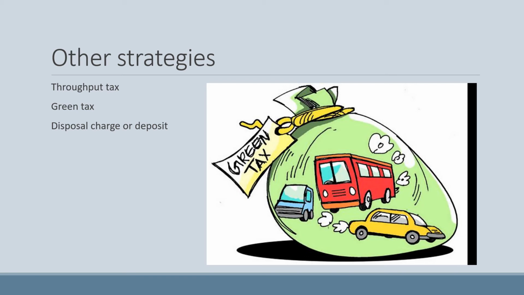The intended purpose is to offset the negative impact resulting from the use of non-green products and services. This is back to that idea of planting a tree because you are buying a plane ticket or whatever it may be. We could also have a disposal charge or deposit.